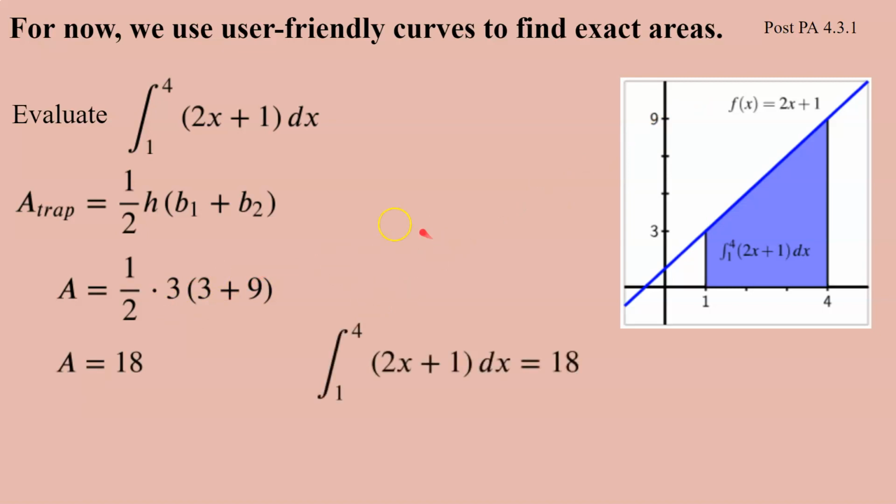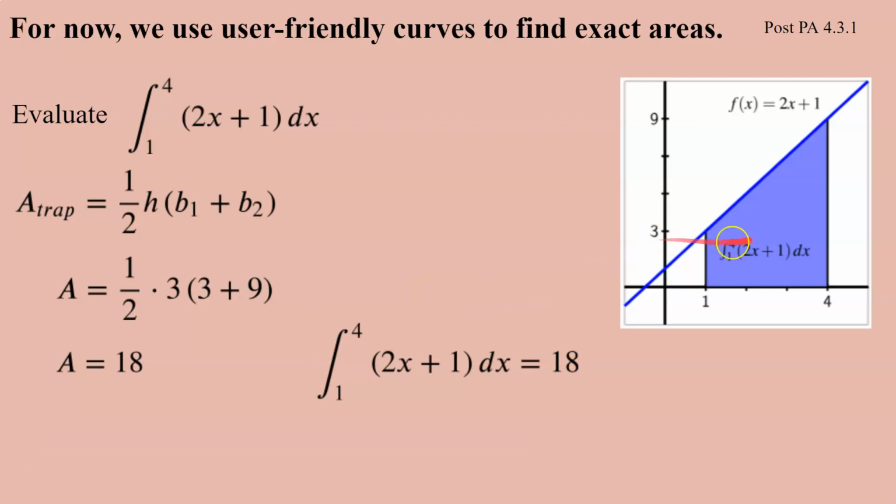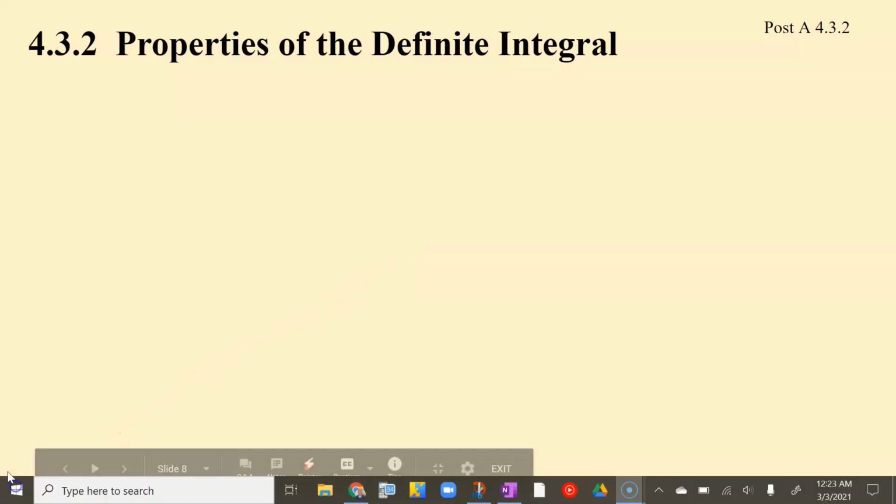So in other words, what I can say is that the definite integral from 1 to 4 of 2x plus 1 dx is equivalent to 18. Now, it's not rocket science to get that. We just use the area under a curve. But the purpose of this is to show you that the area under the curve is equivalent to this definite integral. All right, and that's where we're going to let you work on some activities.